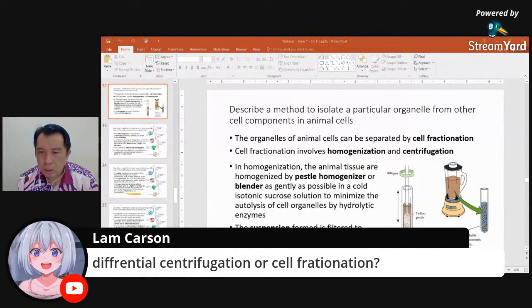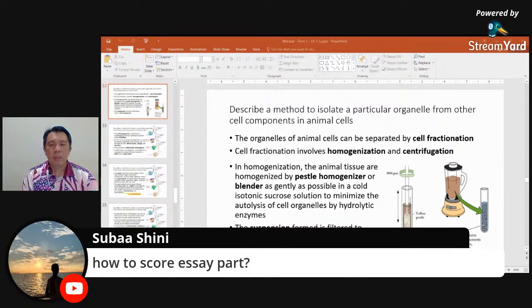Okay, any other questions? How to score the essay: I just answered that. First, you need to read the question and get the question. For example, here, you see the components in animal cells. If the question mentions animal cells, you must organize your answer around animal cells.